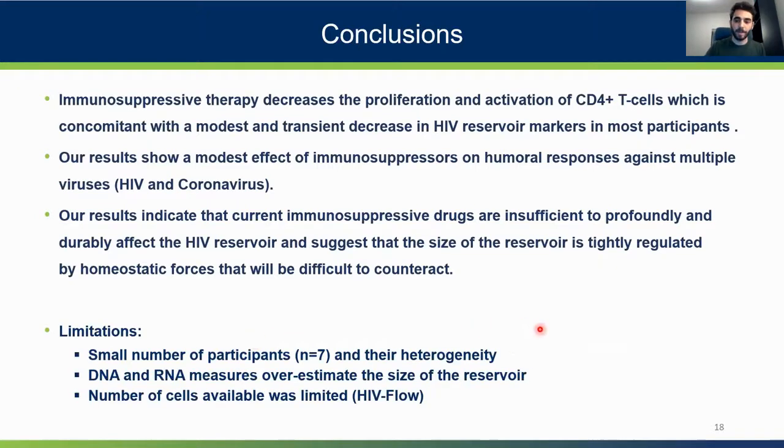I'd just like to finish with some limitations to my project. First of all, the small number of participants. We were very lucky, but it's n equals 7 and their heterogeneity. Also, the measures of DNA and RNA tend to overestimate the size of the reservoir, again, because it will take into account defective proviruses. And finally, as I said previously, the numbers of cells were pretty limited for the HIV flow experiment, which again explains why for some time points we couldn't detect any P24 cells.